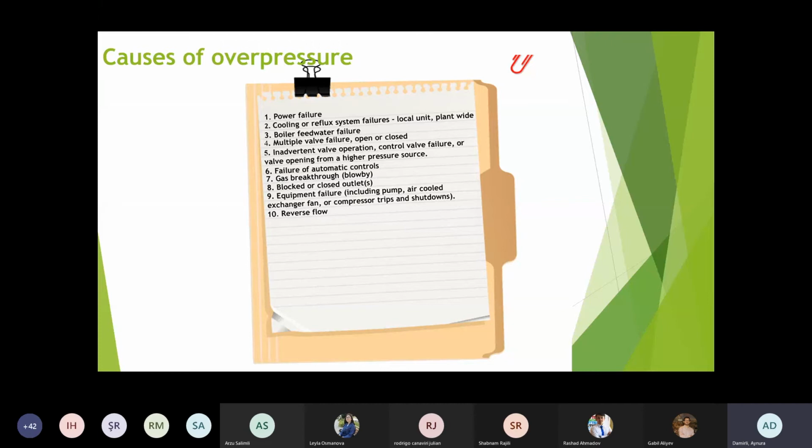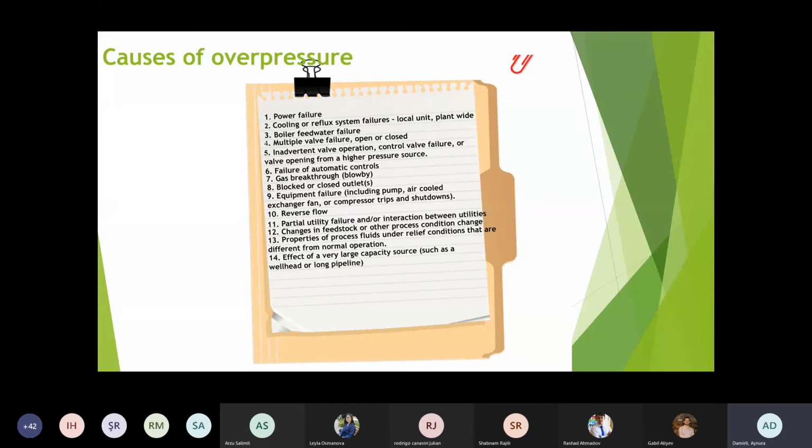Next cause is a partial utility failure or interaction between utilities. Then come changes in feedstock or other process condition changes. Properties of process fluids under relief conditions that are different from normal operation. And the effect of a very large capacity source such as a wellhead or long pipeline.